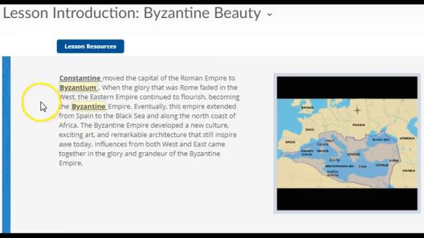Eventually, this empire extended from Spain to the Black Sea and along the north coast of Africa. So here we've got a map. We'll zoom in more. But here you've got Spain. This is the tip of Africa here. And so we're focused here on the middle of that. The Byzantine Empire developed a new culture, exciting art, and remarkable architecture that still inspire awe today. Influences from both West and East came together in the glory and grandeur of the Byzantine Empire.